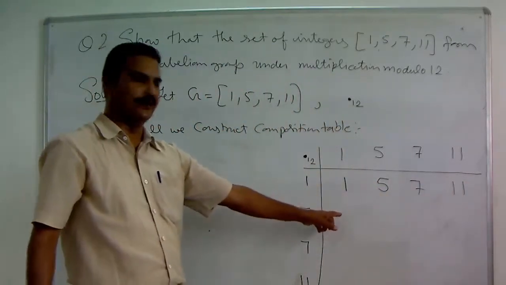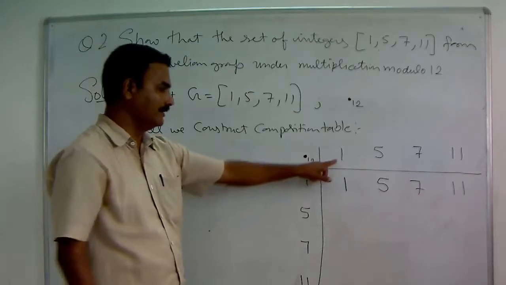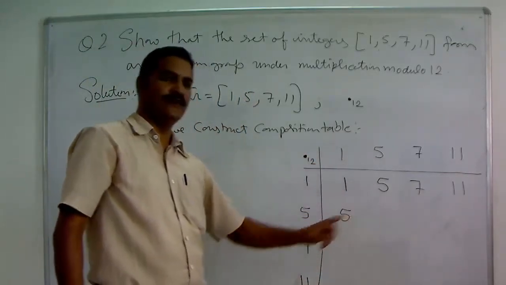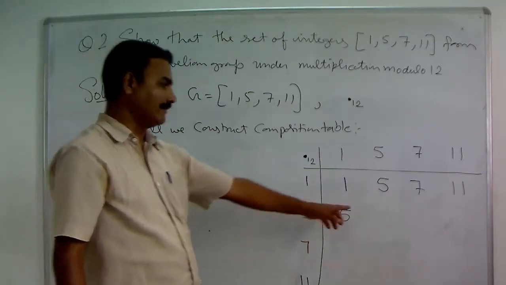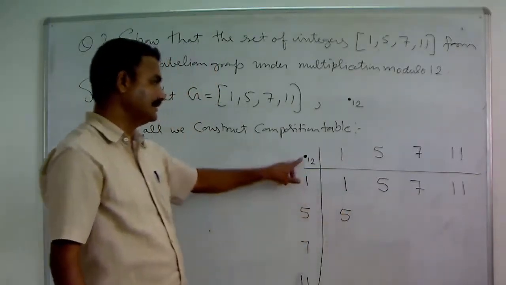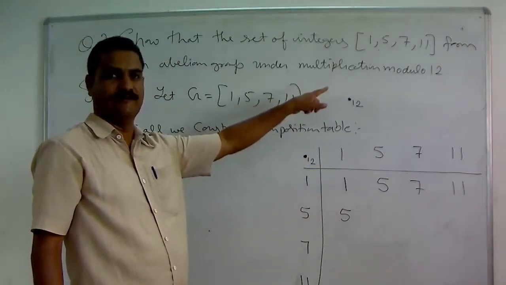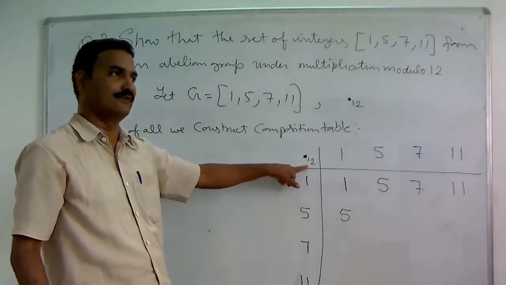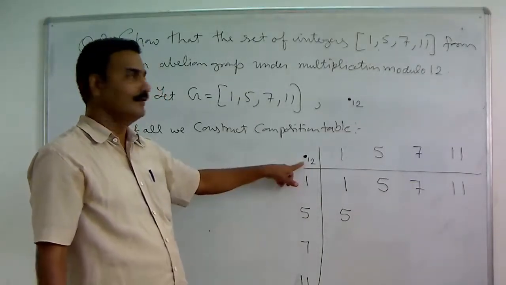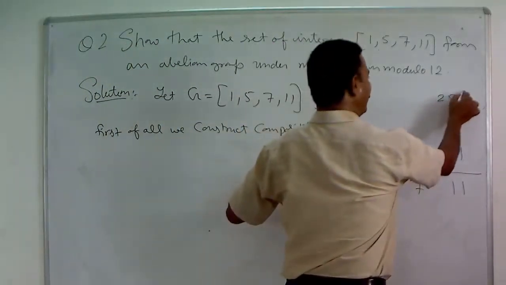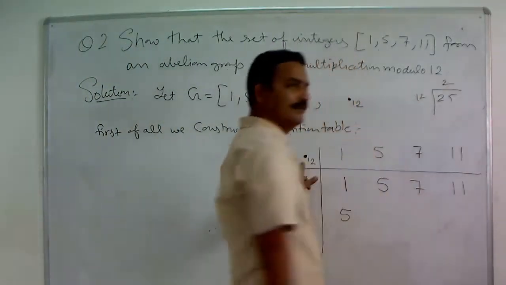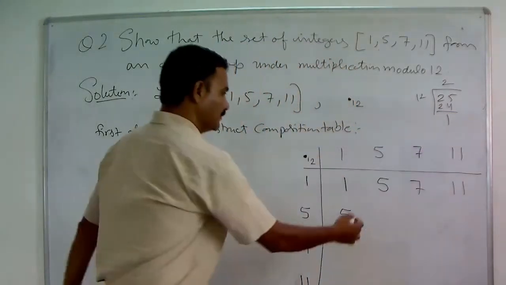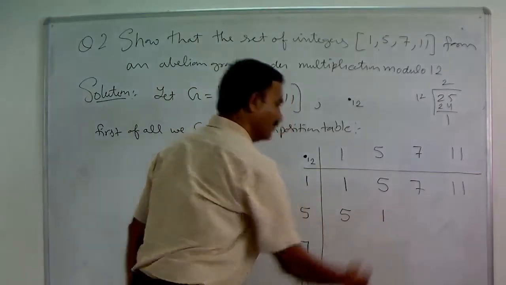Now in this second row, when we multiply 5 with 1 gives us again 5. 5 into 5 gives us 25. And we cannot write directly 25 here because there is an operation multiplication modulo 12. And according to this operation, first we divide the number which is greater than 12 by 12. 25 divided by 12, the quotient will be 2 and your remainder is just 1. So whatever your remainder, we just put here, instead of 25 we write the remainder only.